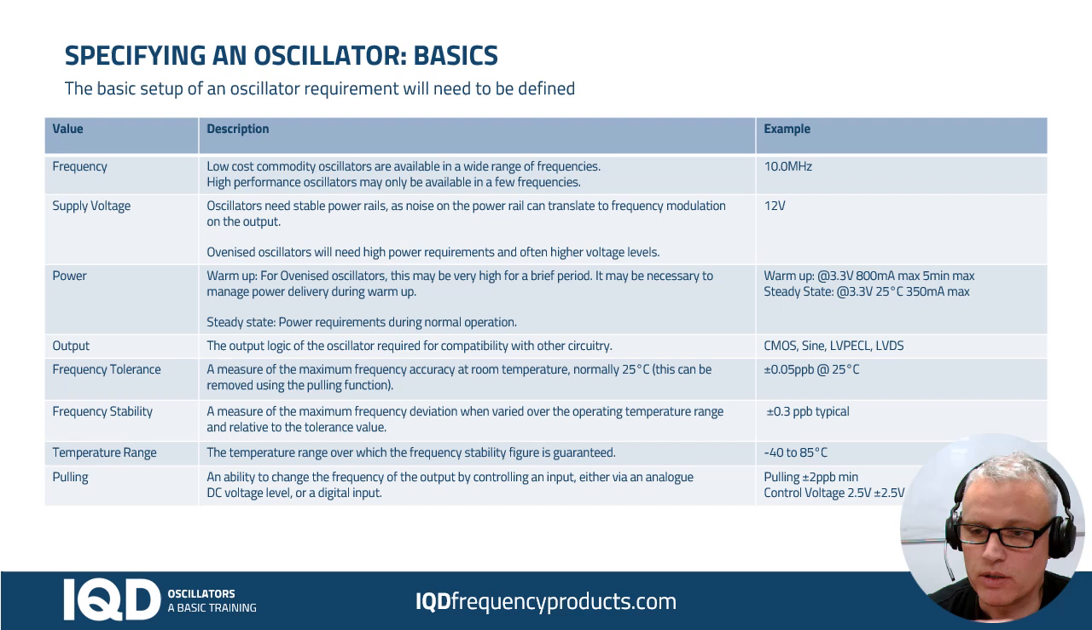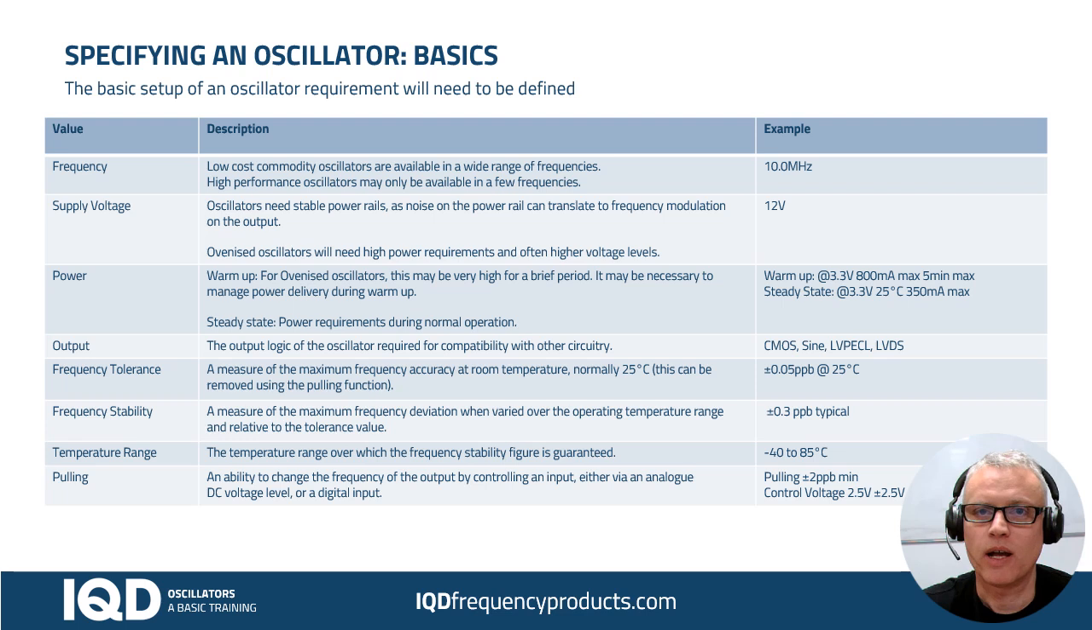Then we have pulling. So we talked before on the VCXO about having that input where we can change the frequency as we're running the device. And if we are going to use that function, we're going to need to define it, and we might define it on an OCXO as something like ±2 parts per billion as a minimum amount that you can pull the frequency, and we'll give you a control voltage. We might have an input pin and we say, look, the midpoint could be 2.5 volts, and then you can pull it to +2 ppm if you go up to 5 volts, and to -2 ppm from what it was if you pull it down to 0 volts or something like that.